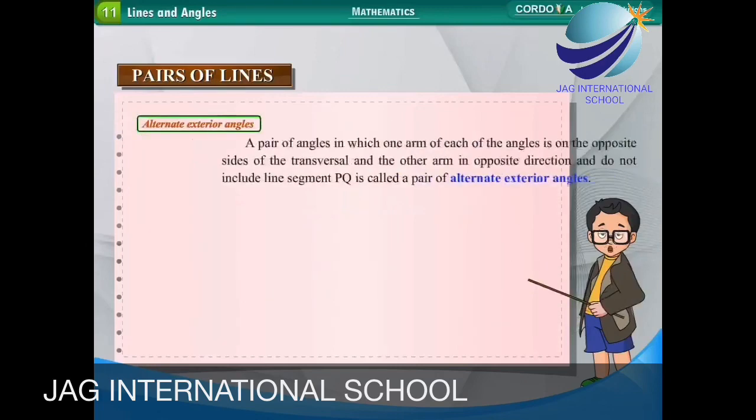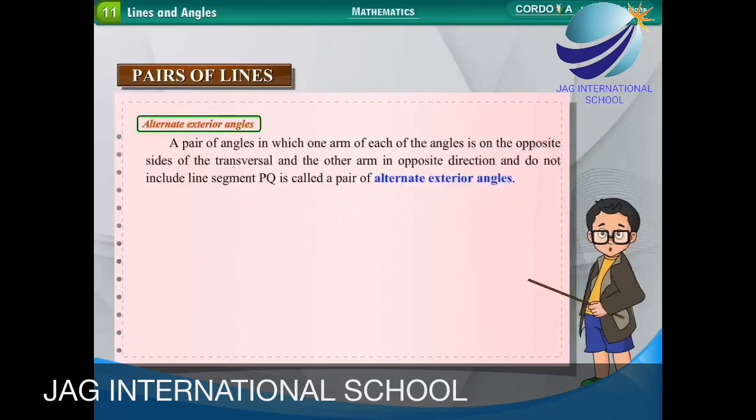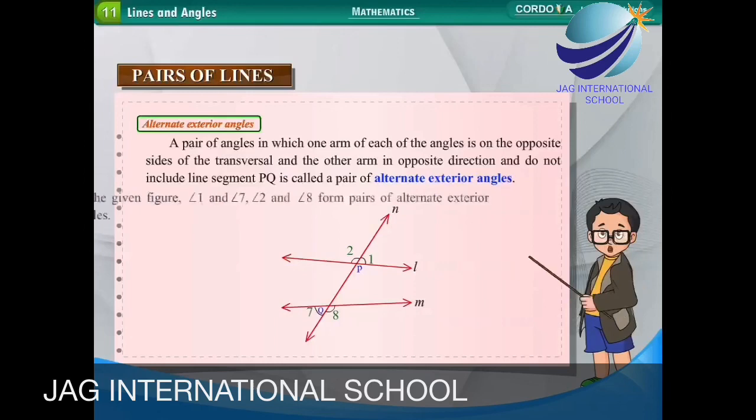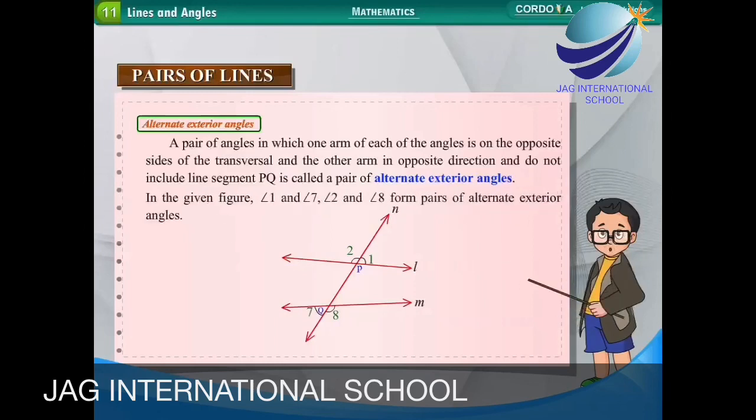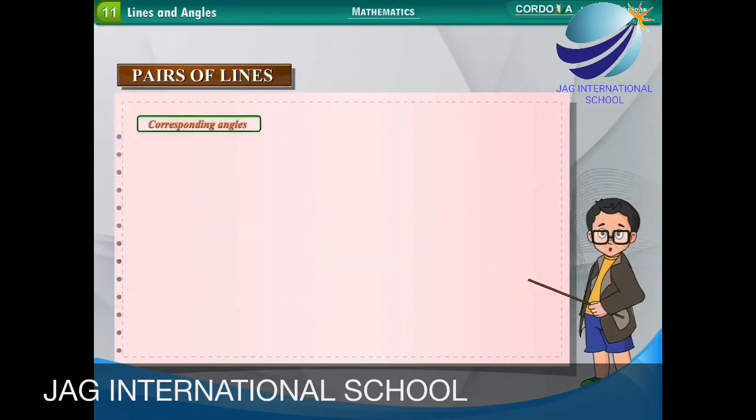Alternate exterior angles. A pair of angles in which one arm of each of the angles is on the opposite sides of the transversal and the other arm in opposite direction and do not include line segment PQ is called a pair of alternate exterior angles. In the given figure, angle 1 and angle 7, angle 2 and angle 8 form pairs of alternate exterior angles.